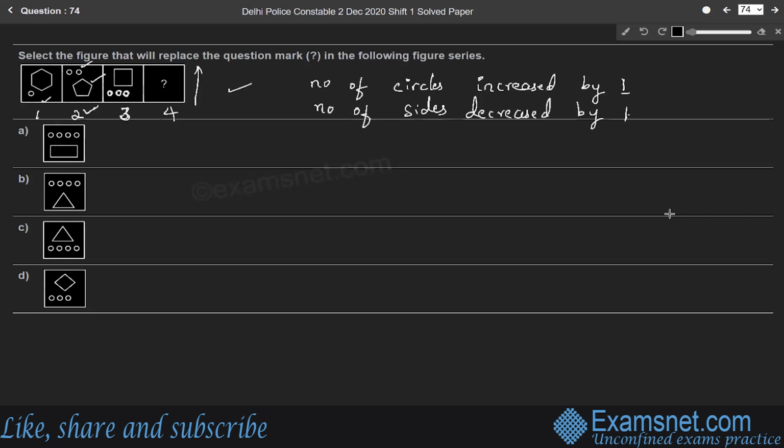Right? So here in the figure 1 and 2, the circle is shifted upwards. Right? Therefore, in figure 3, the circle is at the bottom. So when it is shifted upwards and increased by 1, so the number of circles will be 4. So 1, 2, 3, and 4. And number of sides decreased by 1. So the shape has to be a triangle. Yes. Therefore, option B. Look at option B. There are 4 circles and a triangle. Therefore, option B is the right answer.